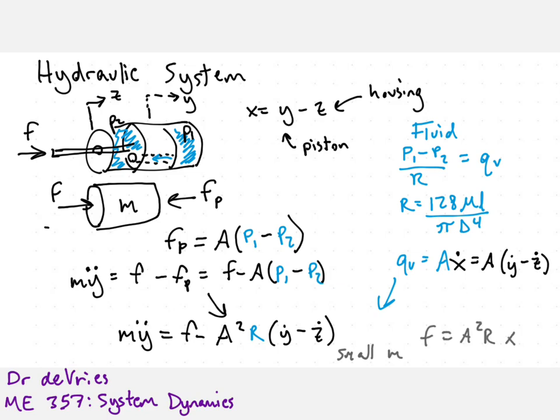And for a small mass, we can say that the force is going to be equal to A squared R x dot, which is equal to c x dot. So that's the force that we have from a damper, because a damper is a hydraulic system. So we see that the force from a damper is c x dot, and it resists velocity instead of resisting displacement like a spring does.